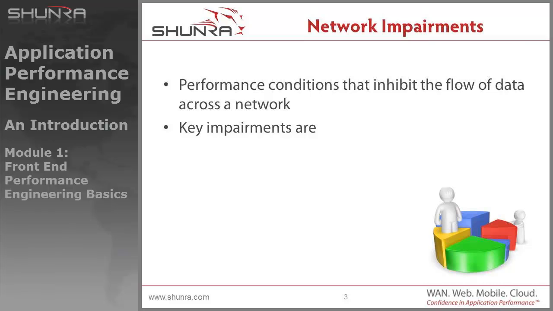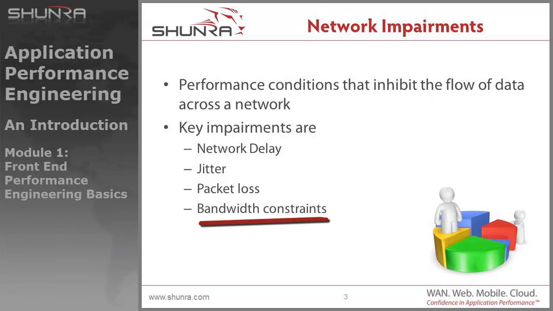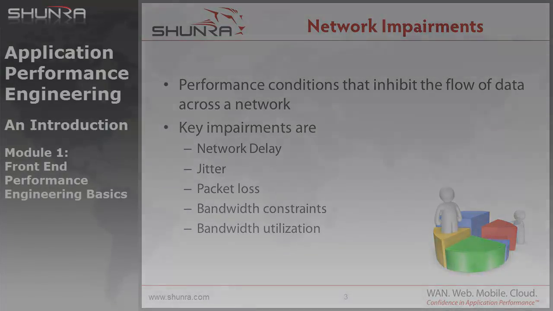The first impairment is network delay, which is also known as latency. Our second impairment will be jitter, and we'll be talking about that too. Packet loss is another large contributor to network delay. Then we have our bandwidth constraints and our bandwidth utilization. So let's start talking about latency.